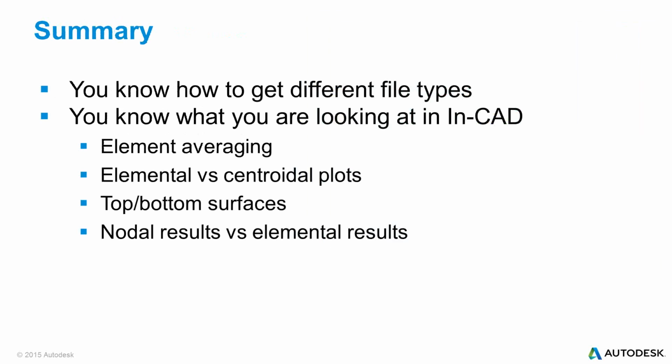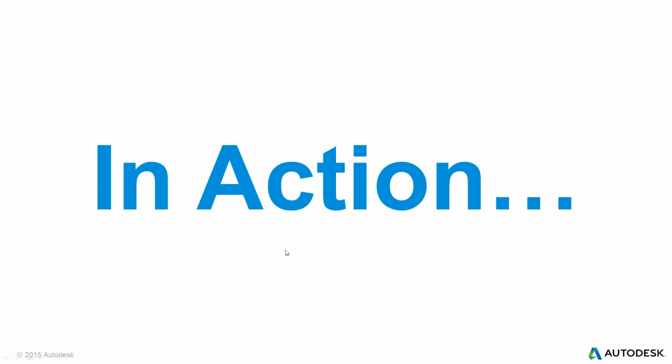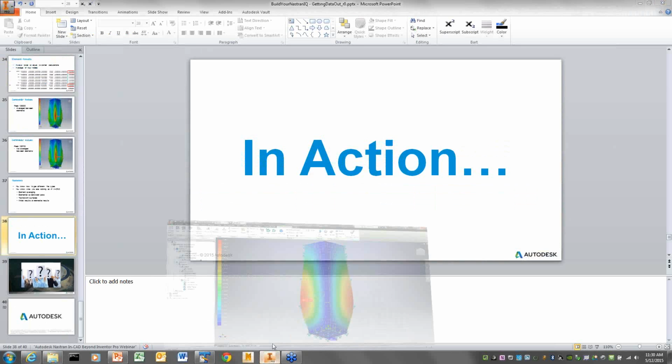So I'm going to do a little demo here, but you've seen how to get the different file types. You know what you're looking at in In-CAD. You've seen how element averaging works, and elemental versus centroidal plots. I haven't talked about top and bottom surfaces, but I'm going to talk about that. And we've talked about element results versus elemental results, nodal results versus elemental, as compared to elemental plotting versus centroidal or nodal plotting. So with that, I'm going to bail out here and go to a little model.